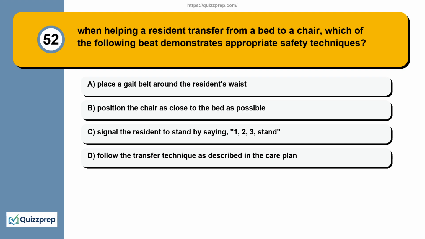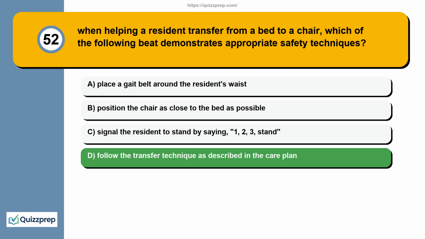Option A, place a gait belt around the resident's waist. Option B, position the chair as close to the bed as possible. Option C, signal the resident to stand by saying, 1, 2, 3, stand. Option D, follow the transfer technique as described in the care plan. The correct answer is option D, follow the transfer technique as described in the care plan.